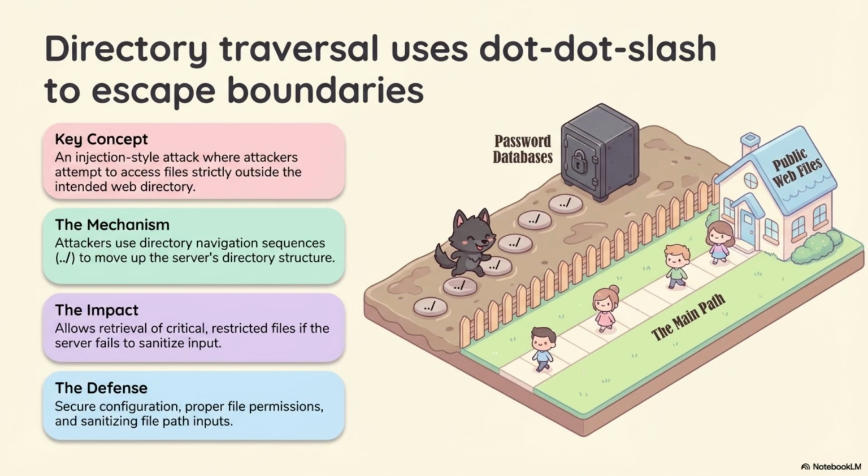Directory traversal is another injection-style attack that attempts to access files outside the intended directory. Attackers use directory navigation sequences, such as .. to move up the directory structure and access sensitive files. If a web server fails to sanitize input and restrict file system access, an attacker may retrieve critical files such as password databases. Proper file permissions, secure configuration, and validation of file path input help prevent directory traversal attacks.